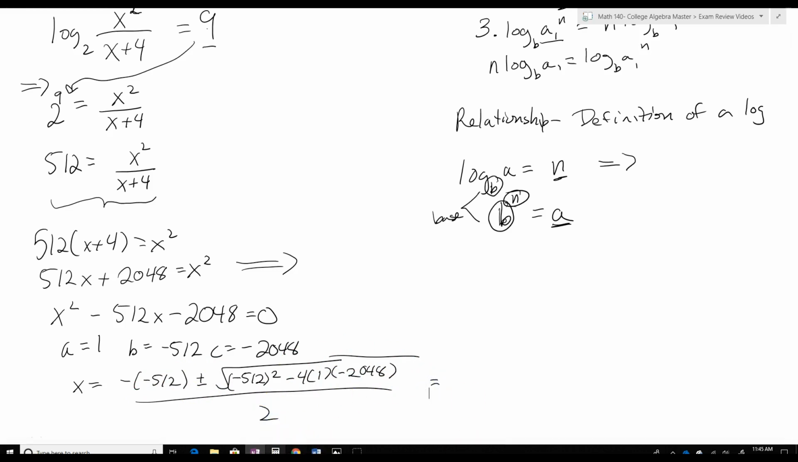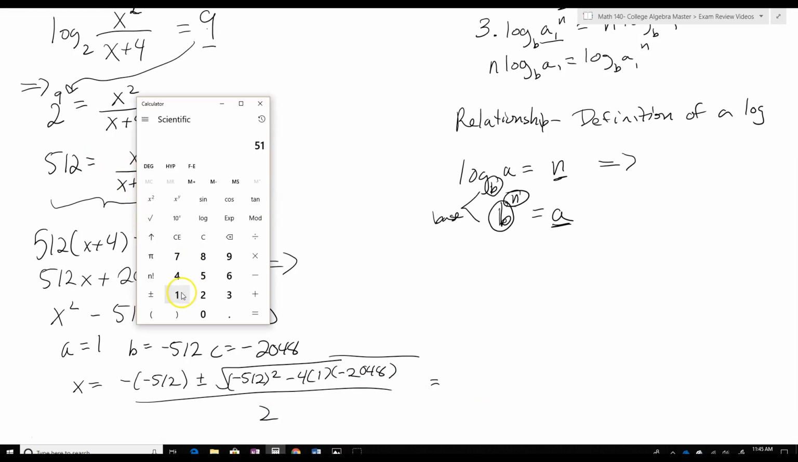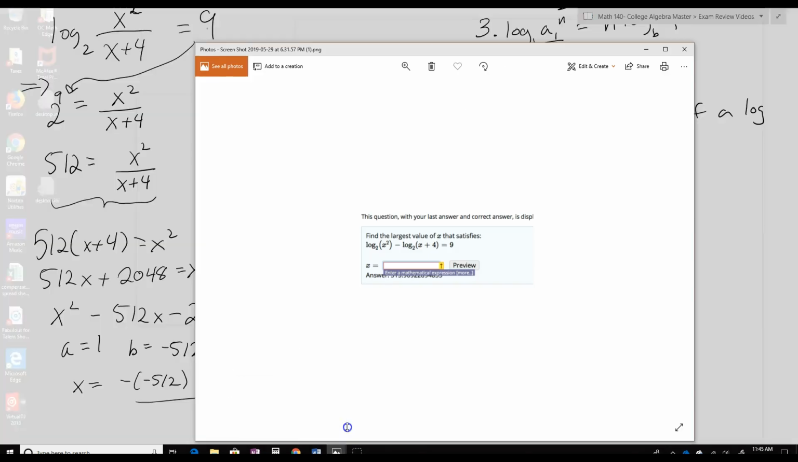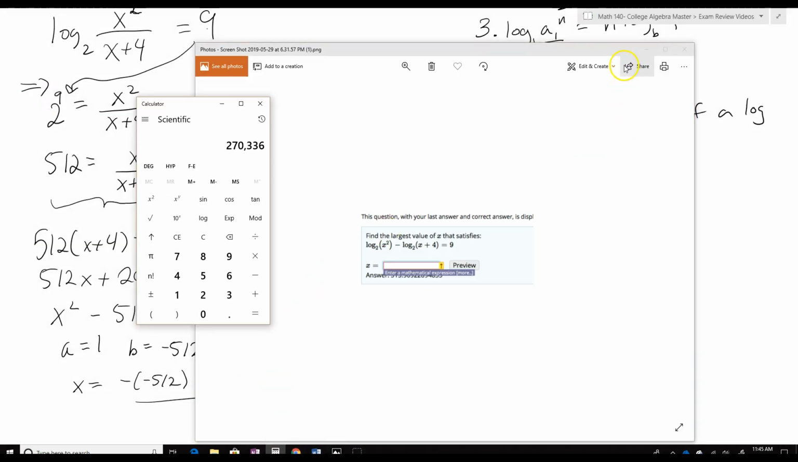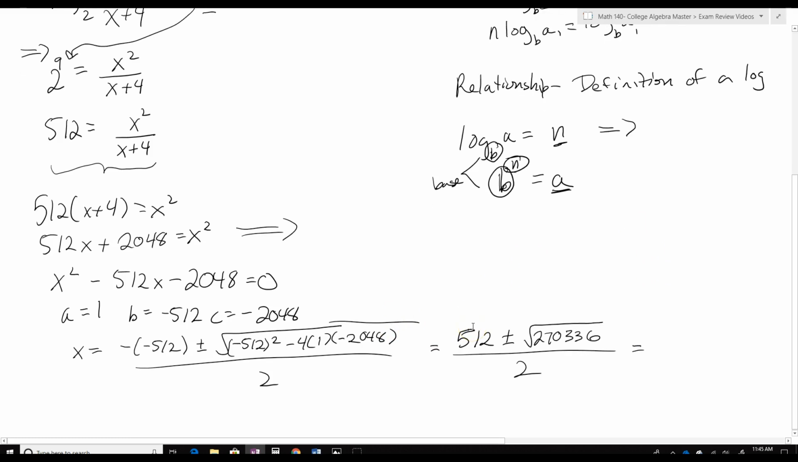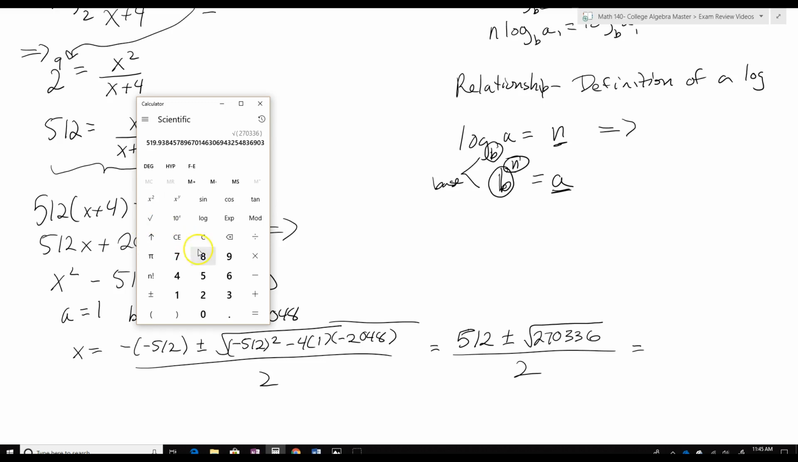Okay. Let's use my handy dandy calculator. So that'll be 512 squared plus 4 times 2048. Then I'll take the square root, see if it has. So that's going to give me 512. I'm just going to write this 512 plus or minus the square root of 270,336 over 2, which equals, see if it has a square root. Oh, snap.